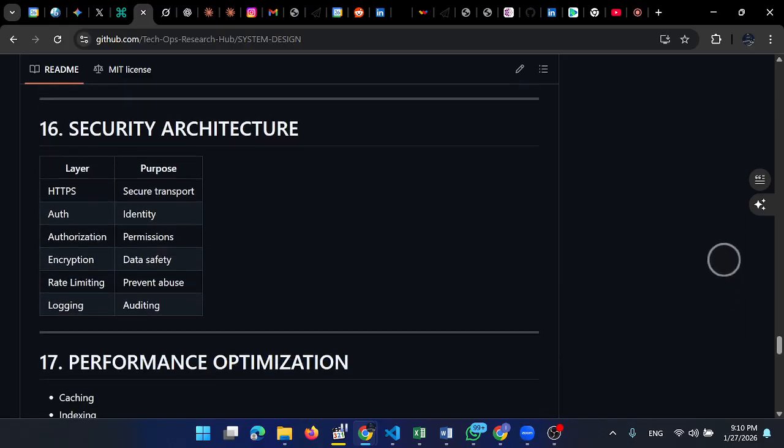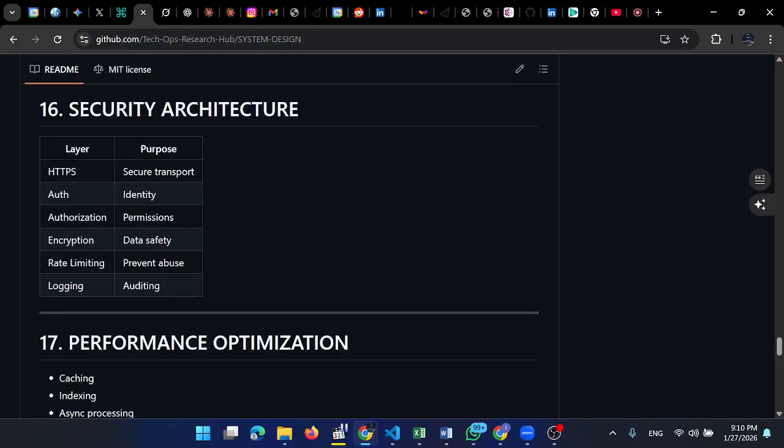And then we have security architecture. Under security architecture, we have layer, and then we have purpose. For layer, the first one is HTTPS. The purpose of it is to secure transport. That is the function of HTTPS. I'm talking about security architecture. I know this is a very interesting area to look at. Most of us really don't try to put this into consideration. We have HTTPS, which helps you to secure transport.